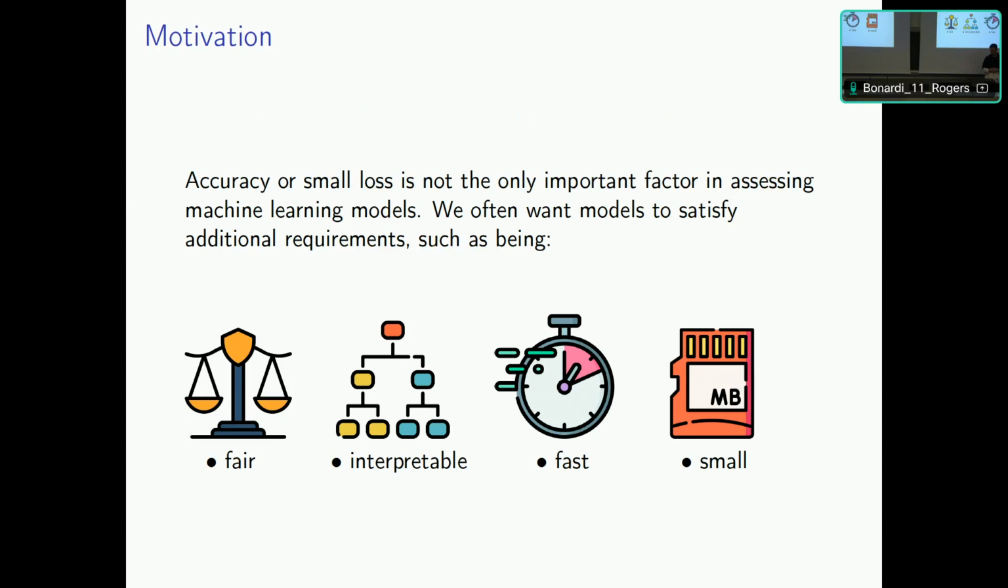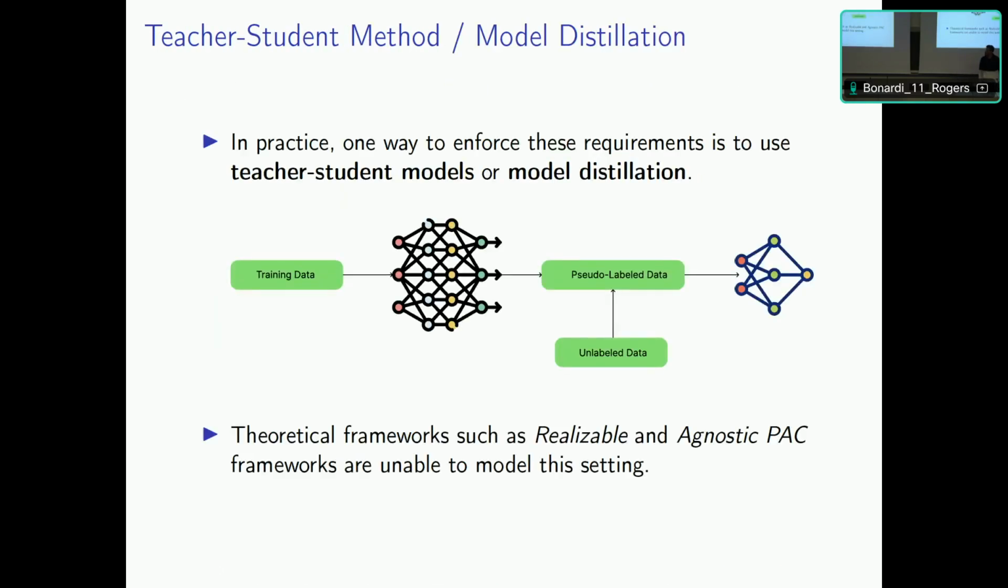We may also want our model to be fast. For example, if we ask ChatGPT a question, we want it to answer it right away. And we also may want our model to be small so that we can, for example, deploy it on our edge devices. So one way that this is done in practice is to train a huge model that can achieve high accuracy, and then use that model to train a smaller model that satisfies our requirements.